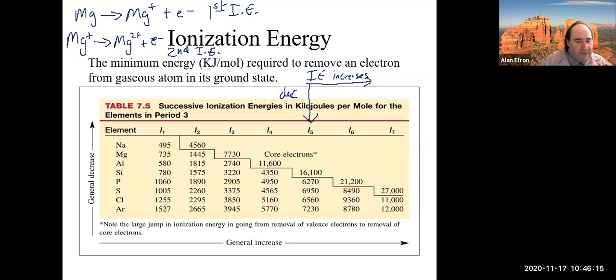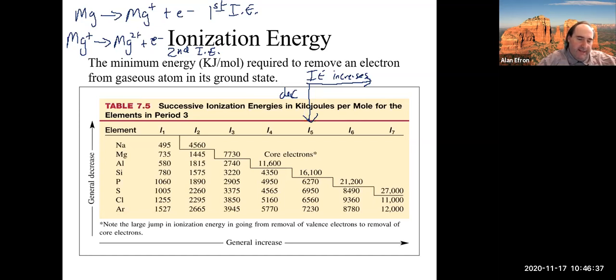So for every electron that comes off, there's a certain amount of energy required to do that process. By the way, when we think about ionization energy, we think about it in terms of cation formation, right? So when they lose electrons, they become positively charged, and that's the formation of cations, right?